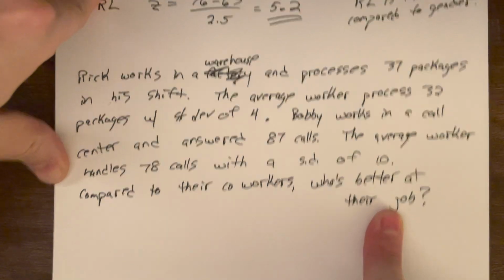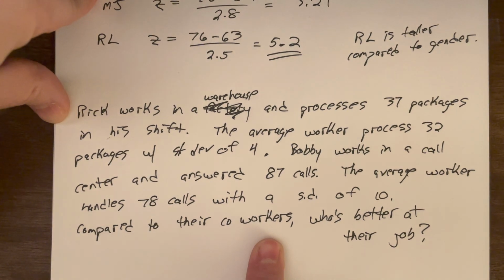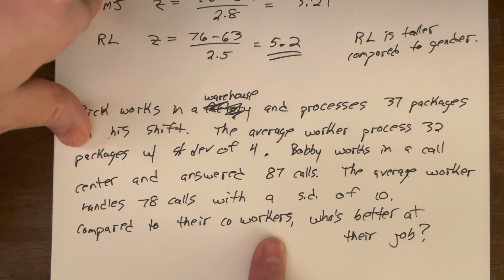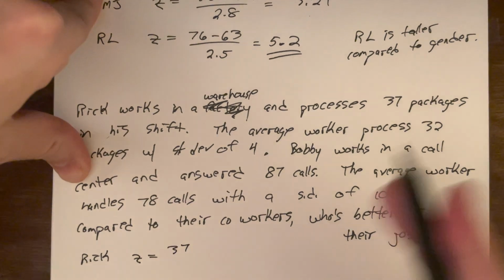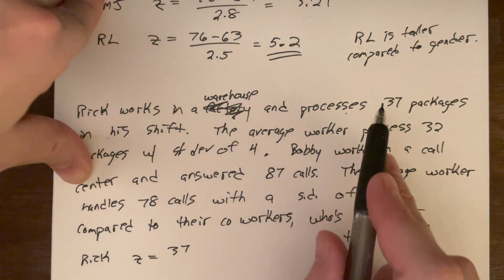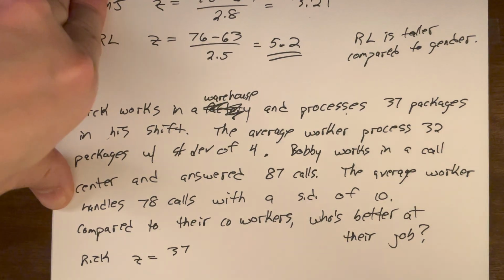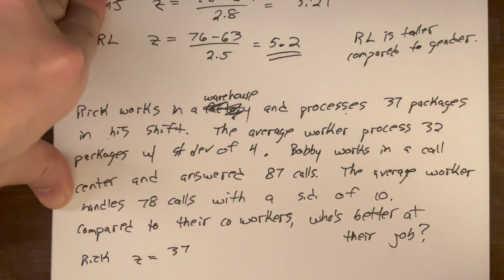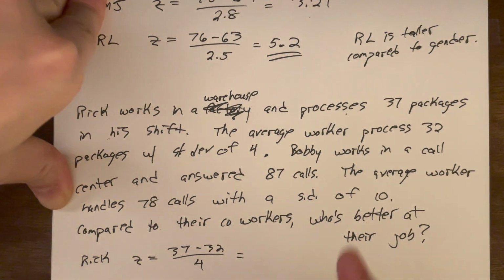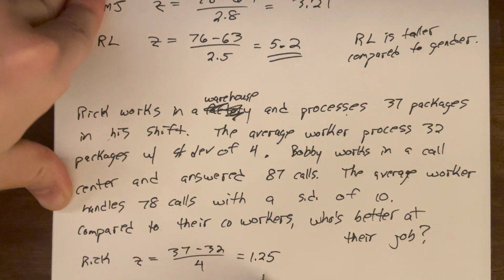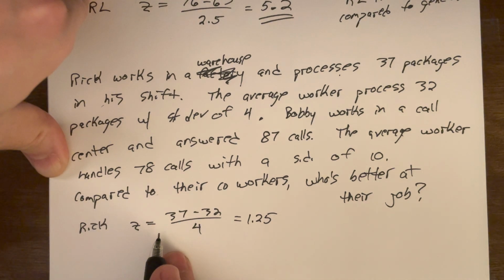So, similar to what we saw up here, we're not being told find the z-score, but we're comparing two different data sets, and the z-score is our way to do that. So for Rick, he does 37. And in this one, both of them are better than average. Rick processes more packages than the average. Bobby answers more phone calls than average. But how do we make that distinction of who's better? It's the z-score. So for Rick, we'll have 37 minus 32 divided by 4. That comes out to 1.25. So he's 1.25 standard deviations better than average.